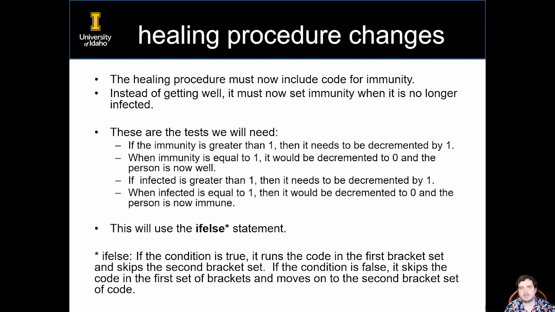So our healing procedure now needs to take into account the whole idea of immunity. Instead of getting well, we want to set immunity as soon as we are no longer sick and infected. If the immunity is greater than 1, then it needs to be reduced by 1. When the immunity is equal to 1, it's going to go to 0, and the person is now just well. If the infected is greater than 1, then we need to reduce the infected by 1. And whenever the infected is equal to 1, it's going to go to 0, and the person is going to become immune.